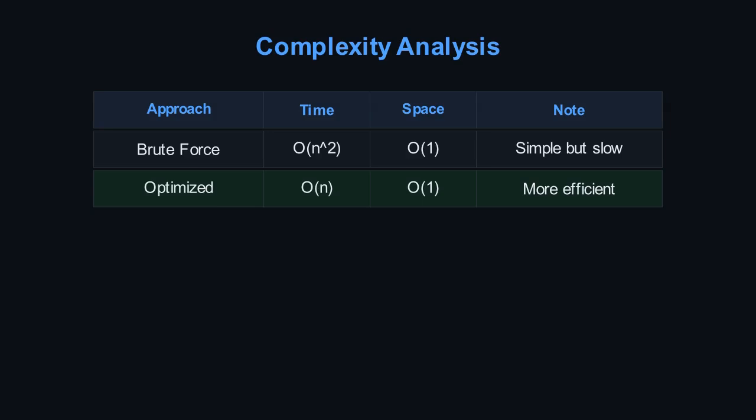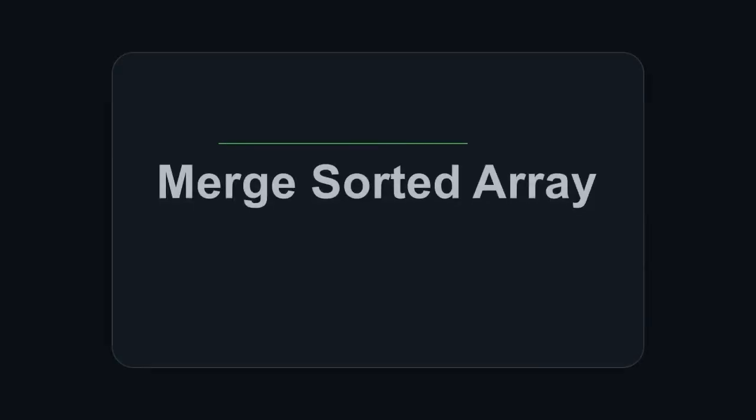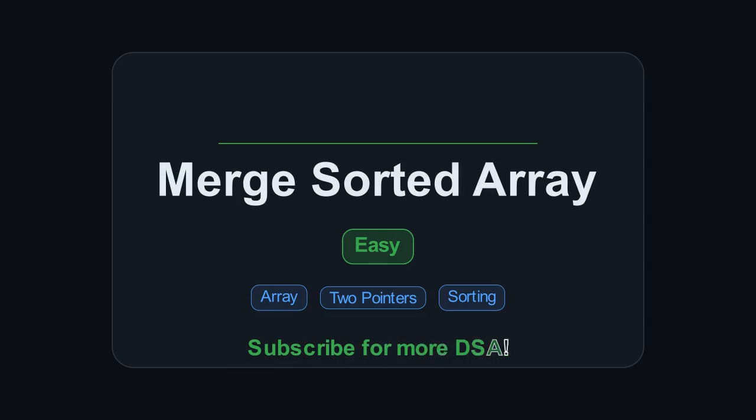This is because we only use a constant amount of space to store the pointers, and we only iterate through the arrays once. In conclusion, the merge sorted array problem can be solved using a brute force approach or an optimized approach using two pointers. The optimized approach has a time complexity of O(n) and a space complexity of O(1).